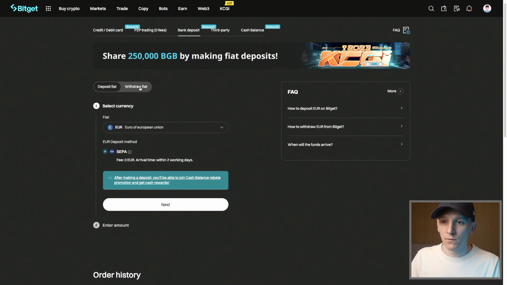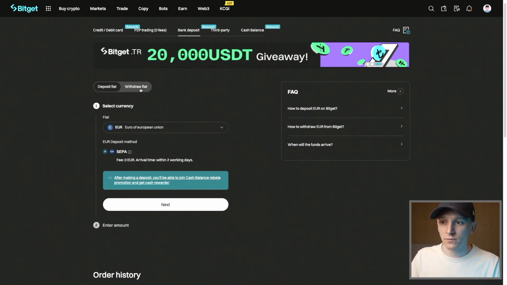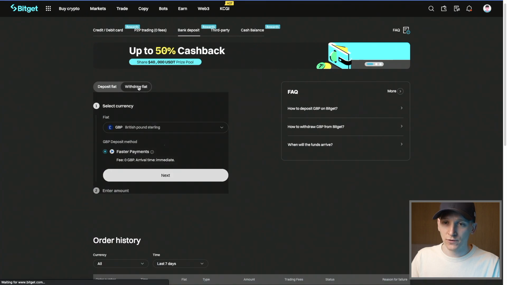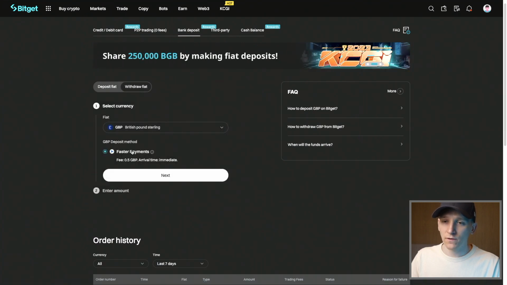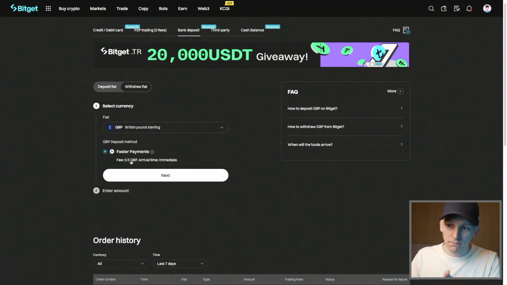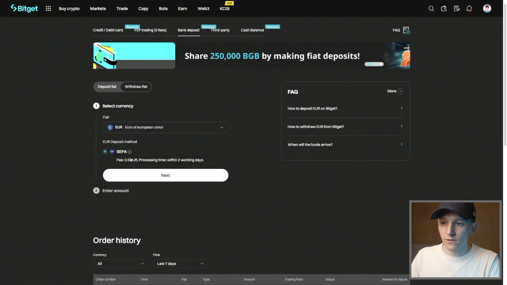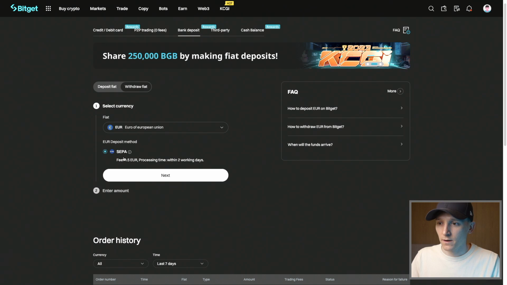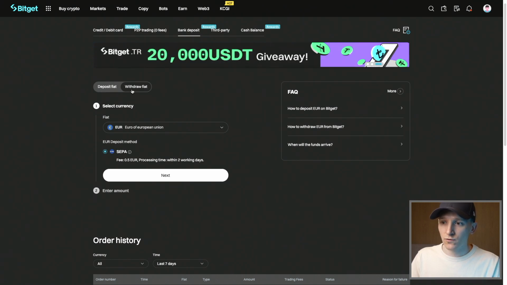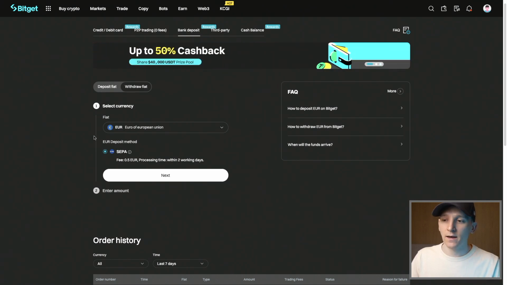And withdraw fiat as well. If you have fiat currency on the platform, just press withdraw, and you can see it's a bank transfer as well. You can use the exact same method. There's a 50 pence fee right there, so obviously not very big. For euros, you can see a 50-cent fee. So again, irrelevant, but you can deposit and withdraw these fiat currencies in and out of Bitget.